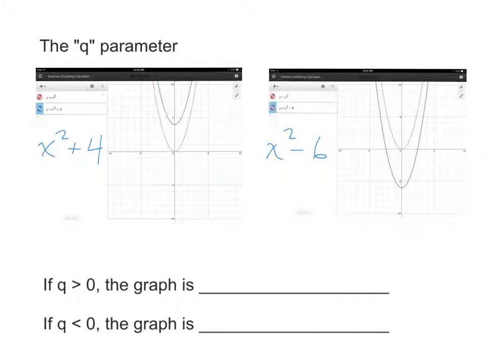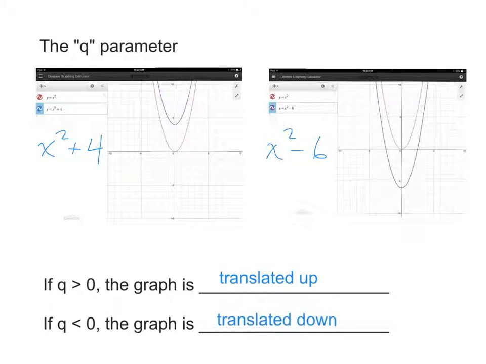So if q is greater than 0, the graph is translated up. And if q is less than 0, the graph is translated down. So translated basically just means moved, right? The whole thing moves up, the whole thing moves down, depending on that q value.